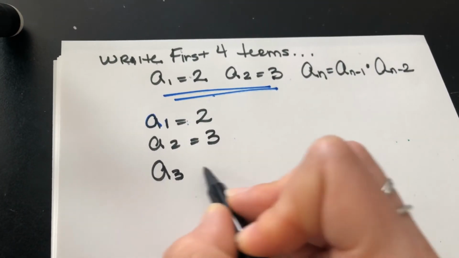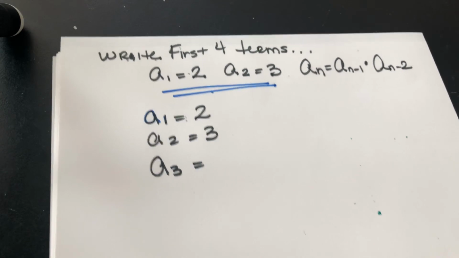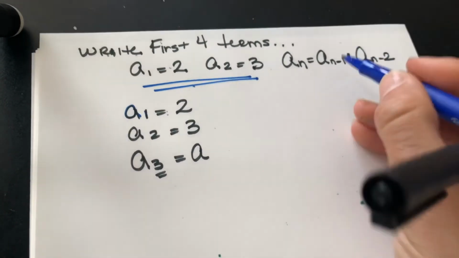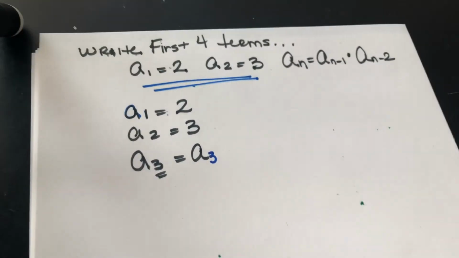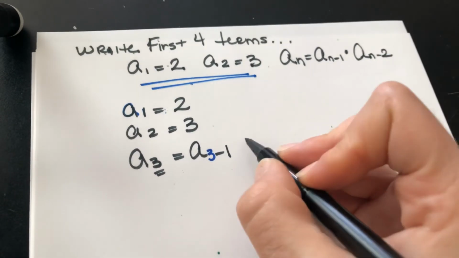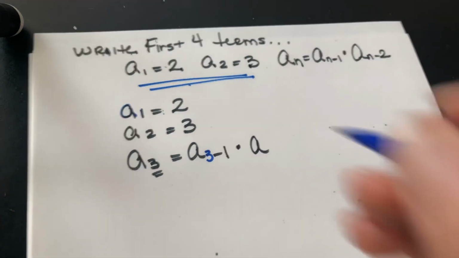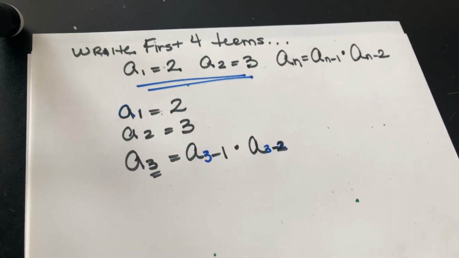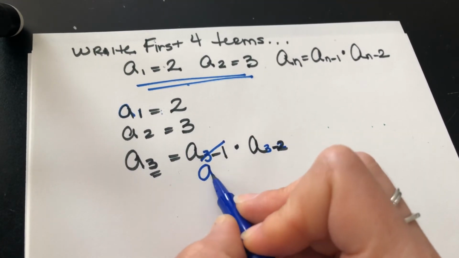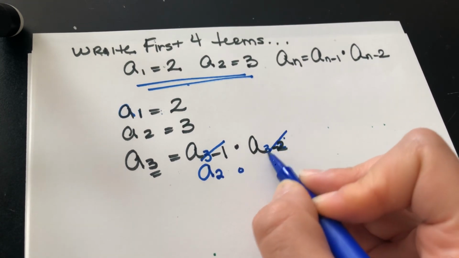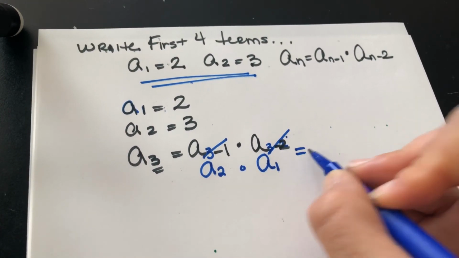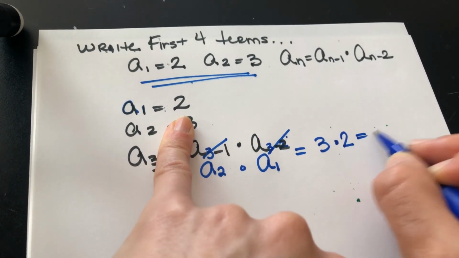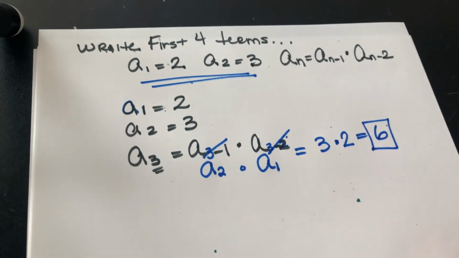Okay, if we want to find the third term, I'm going to do exactly what I did, but I'm hoping that this is easier. So this is my n. I'm going to replace it right into here. So first it's 3 minus 1 times the 3 minus 2. Okay, so what's 3 minus 1? So this is the second term times the first term. Okay, a of 2 is 3, a of 1 is 2, 3 times 2 is 6. There you found a of 3.